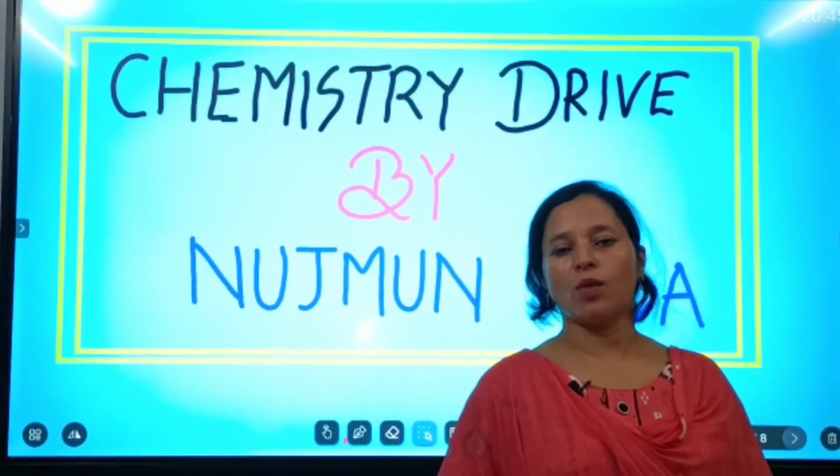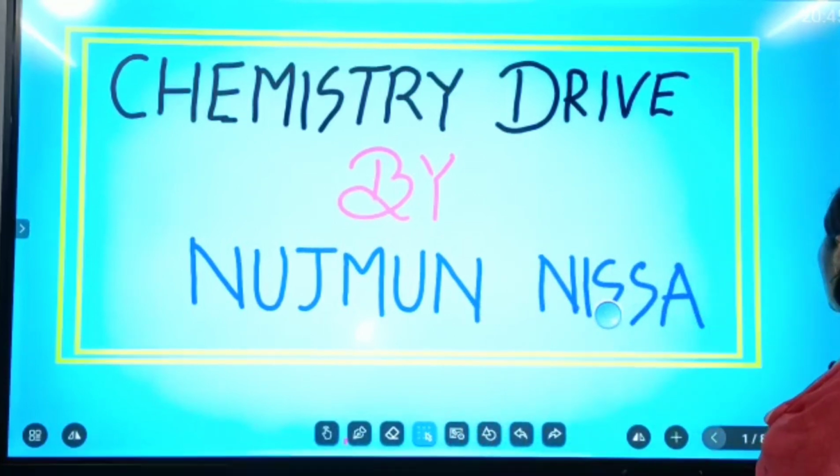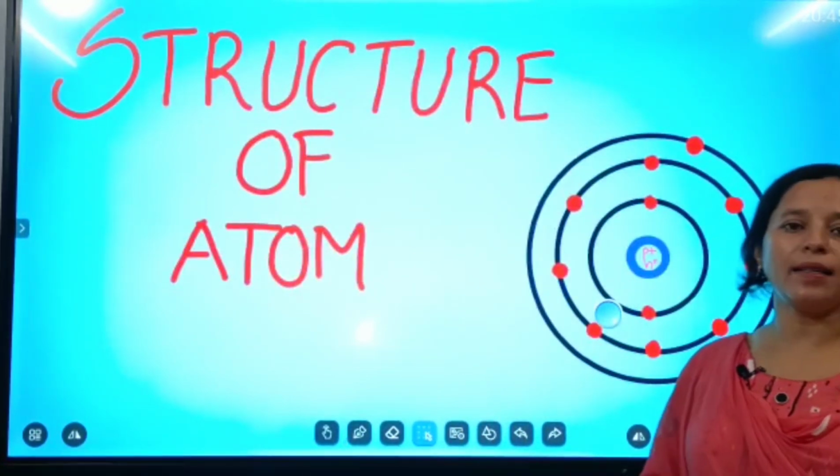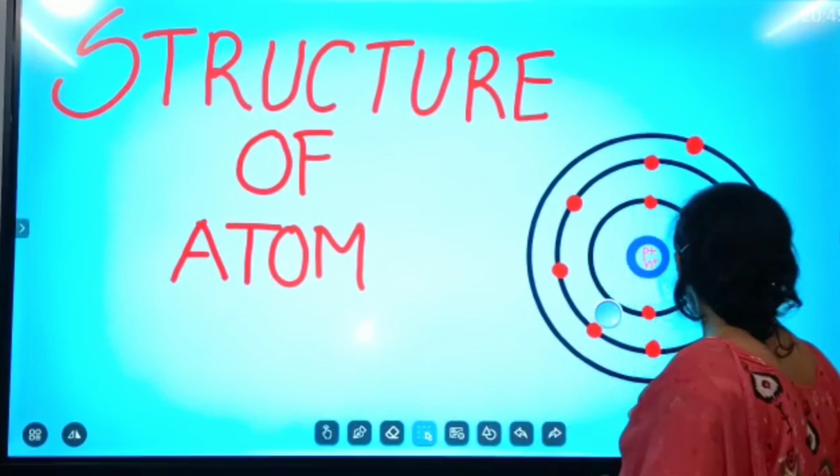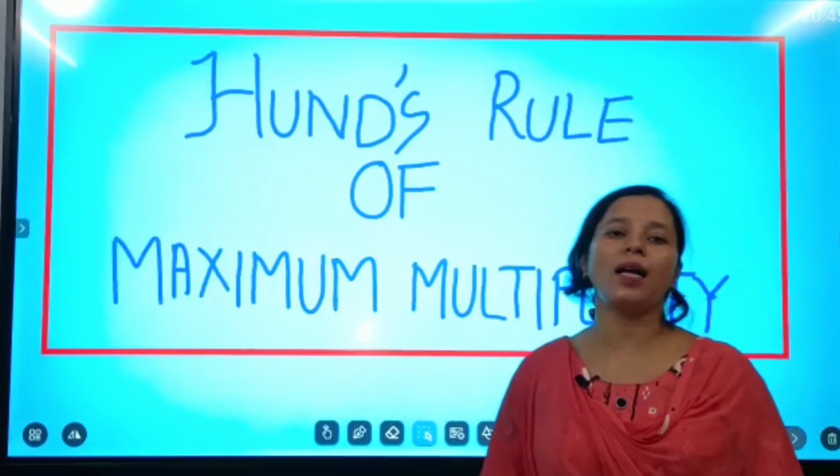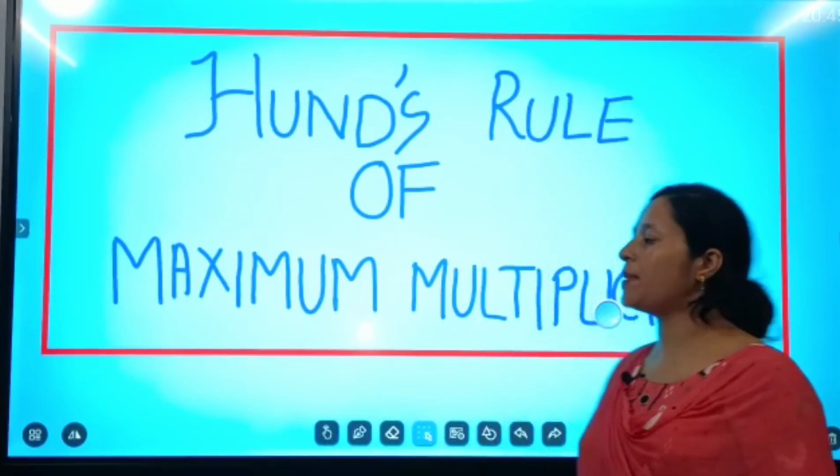So let's start with the chapter Structure of Atom. In the structure of atom, today we will be discussing Hund's rule of maximum multiplicity.